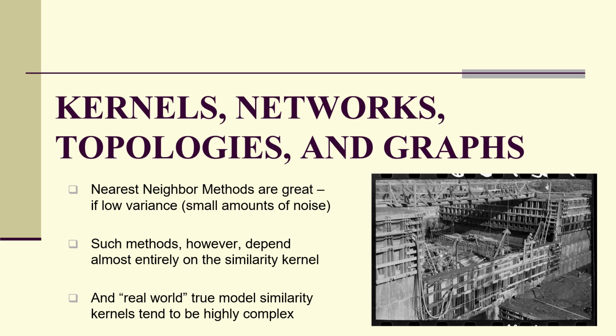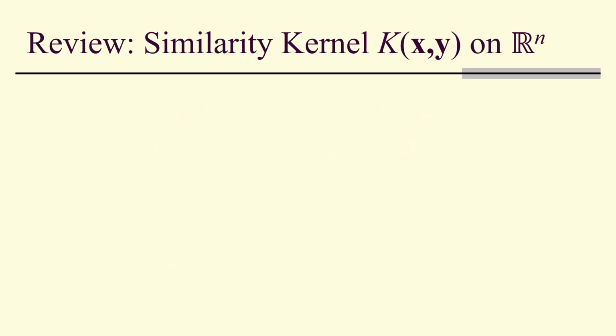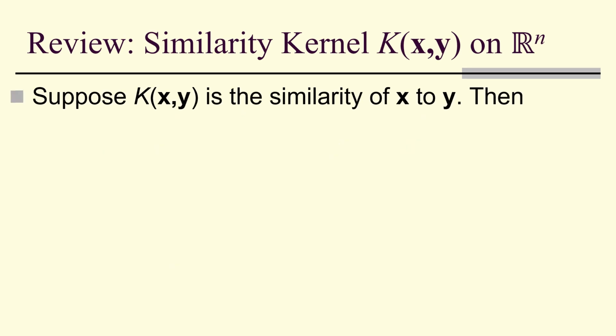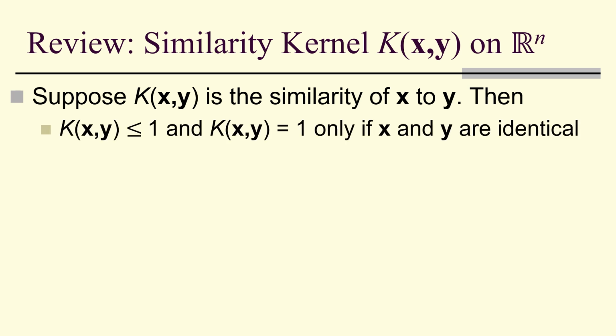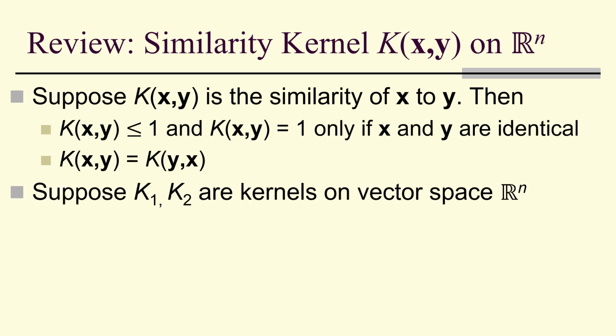Kernels, networks, topologies, and graphs. So let's review similarity kernels. Suppose k of x,y is the similarity of vector x to vector y in R^n. Then k of x,y is less than or equal to 1 and is equal to 1 only if x and y are identical. And the similarity kernel is symmetric.